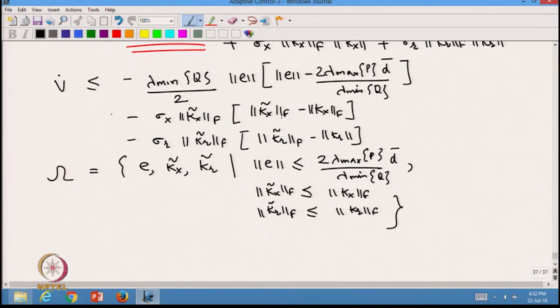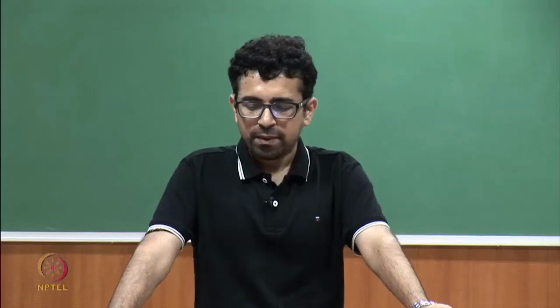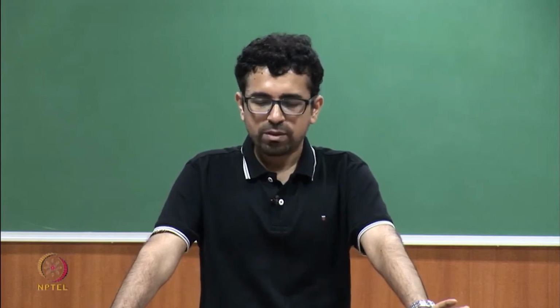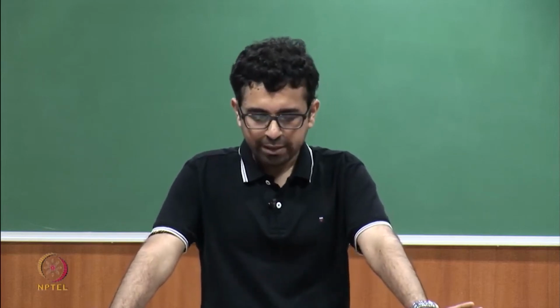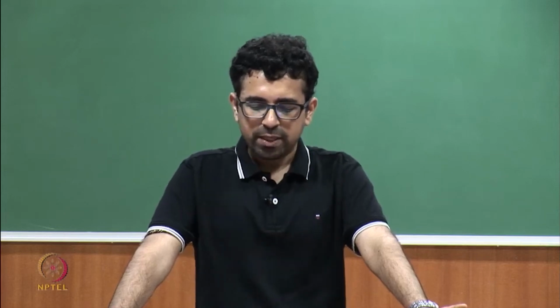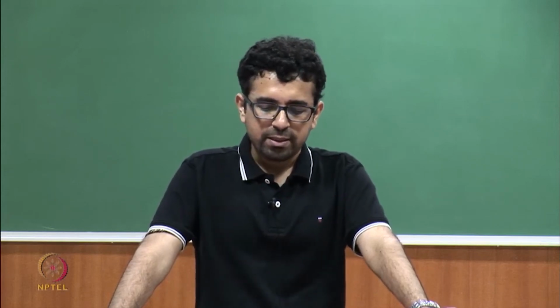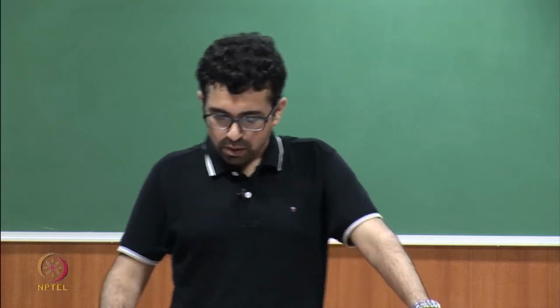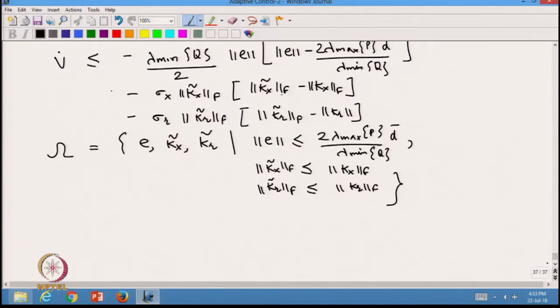Okay, so this is the set definition. It's basically all the values of E, kx tilde and kr tilde such that these errors are less than or equal to some constant. That constant may not be known, but as long as they are within these values, we say that they are elements of this set. So this is a compact set, where all the errors E, kx tilde and kr tilde are in fact bounded, because the right hand sides here are all constant expressions.